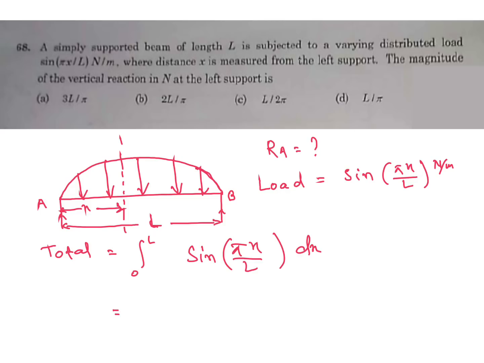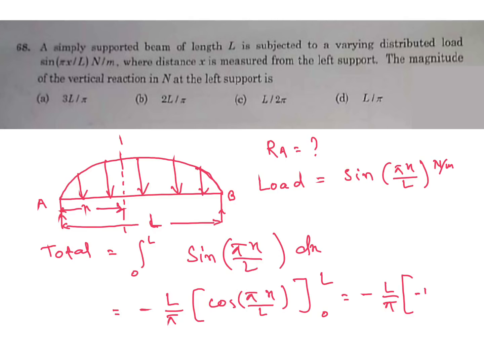The integral of sin(πx/L) gives minus L by π cos(πx/L). Limits are 0 to L. So minus L by π, cos π is minus 1, then minus of cos 0 is minus 1, so you will get minus 2L by π. This is the total load.